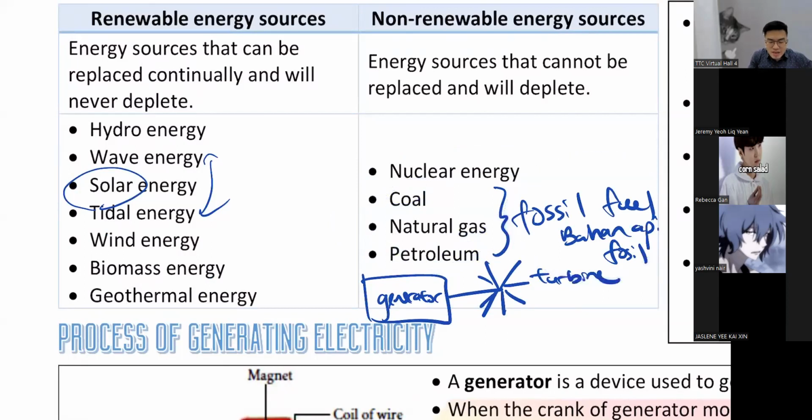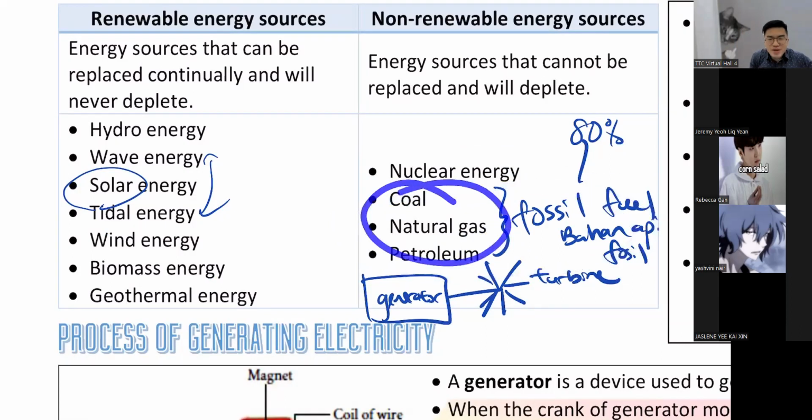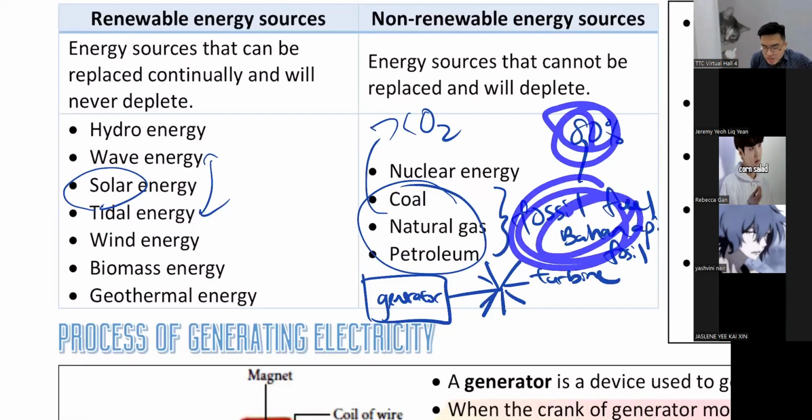Let me tell you a fun fact. The electricity you use at your home right now, 80% comes from fossil fuel. Can you see the problem right now? Burning fossil fuel is a very bad thing for the environment. When you burn fossil fuel, you create carbon dioxide. You cause greenhouse effect, kesan rumah hijau, and then you cause global warming, pemanasan global. We are 80% dependent on this.